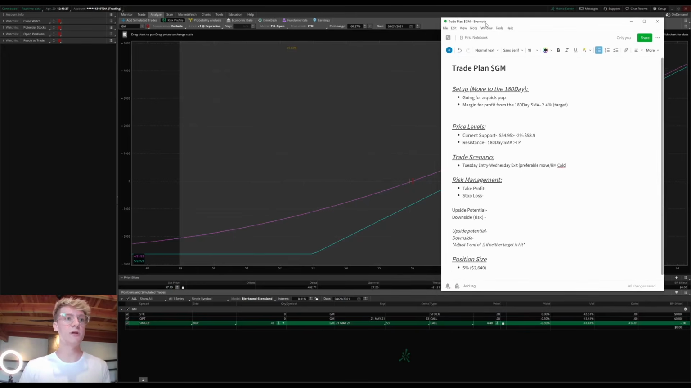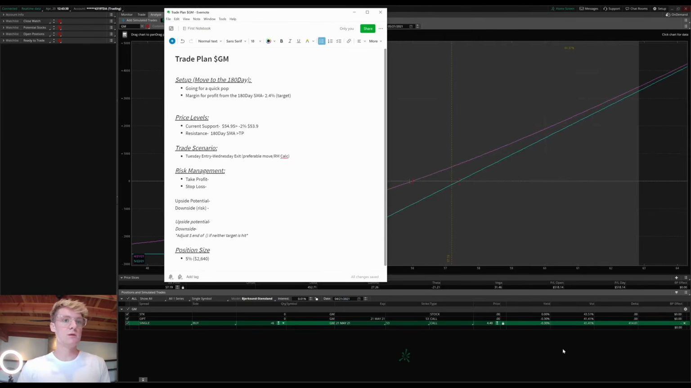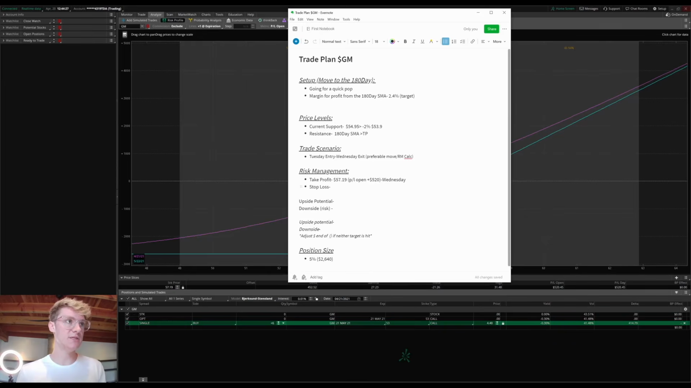Okay, so I'm going to pull my trade plan back up. So I'm going to make sure I write down my take profit. Okay, so you can see our take profit is at $57.19. And at that price, our P&L open on these contracts, assuming that we get this move tomorrow, Wednesday, is going to be $520. Now, considering my strike rate, this is going to be different for everyone.